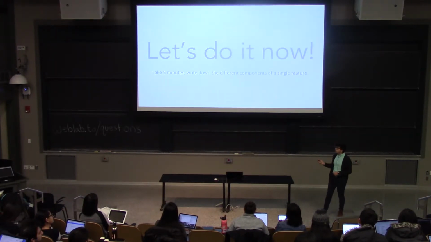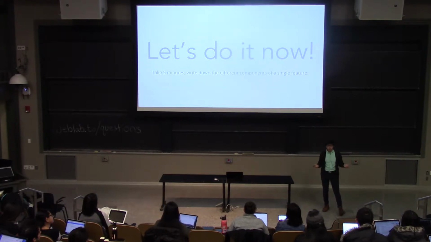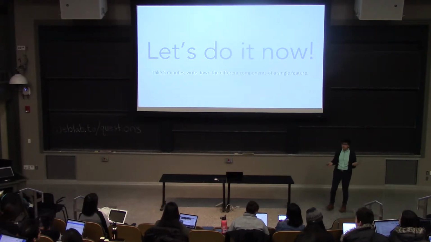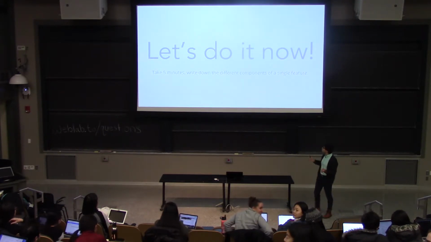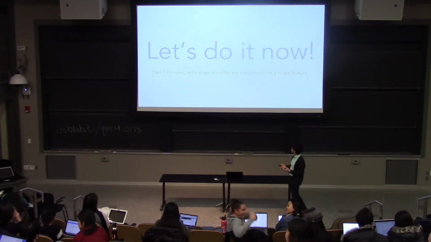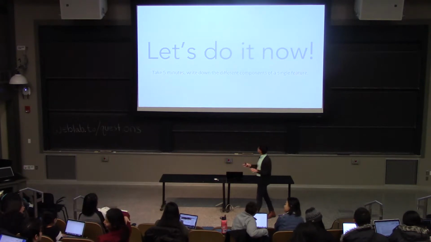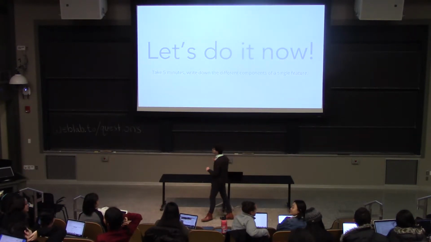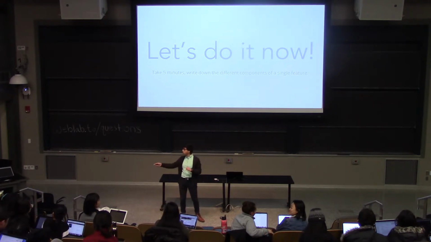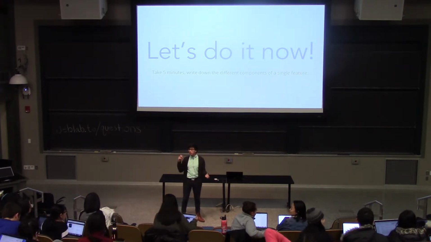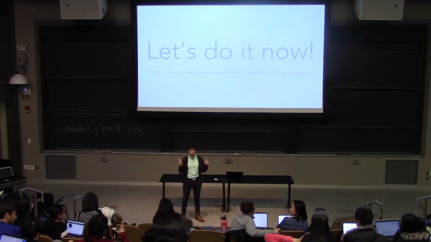Cool. So let's do it now. Hopefully you're sitting with your team. If you're not, I hope you guys don't hate each other already. But yeah, so take 5 minutes and just talk to your teammates and pick any feature of your app and just write down some of the different components of a single feature. And don't worry, if you get stuck, staff will be walking around to help you guys figure out what kind of stuff you want to do. So go ahead and do that now.